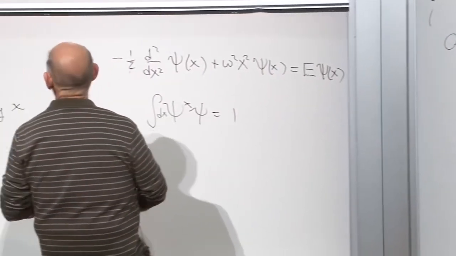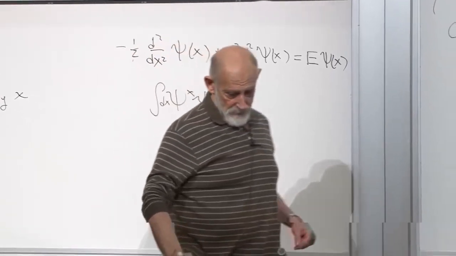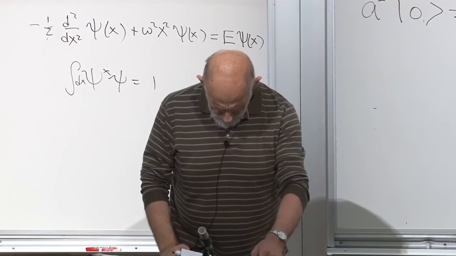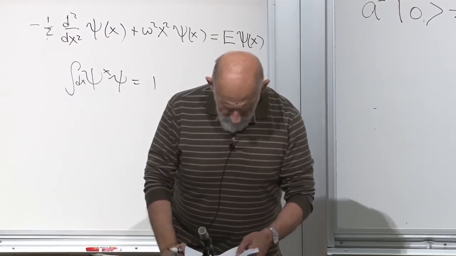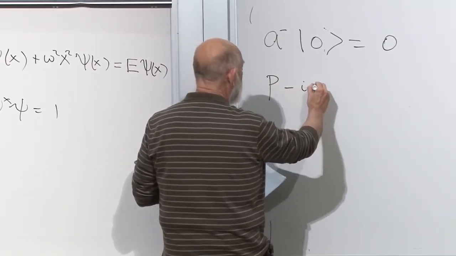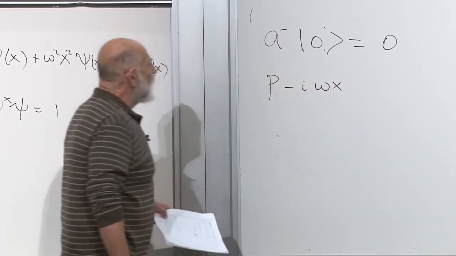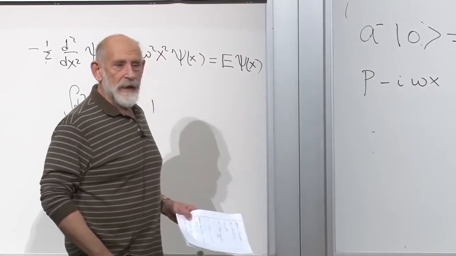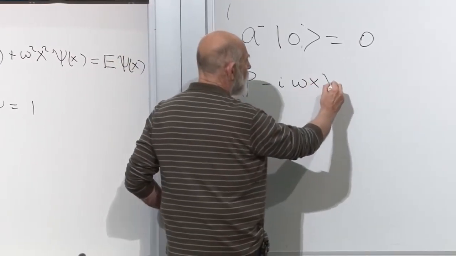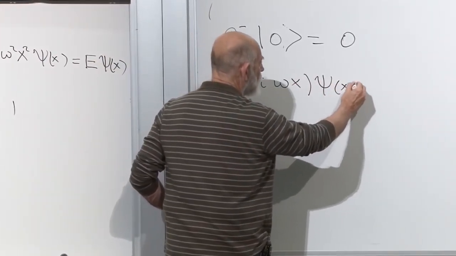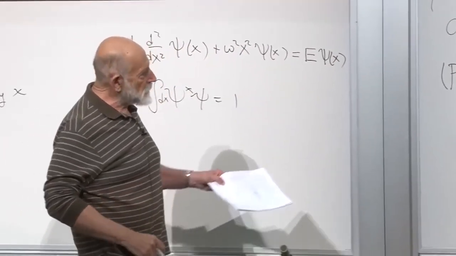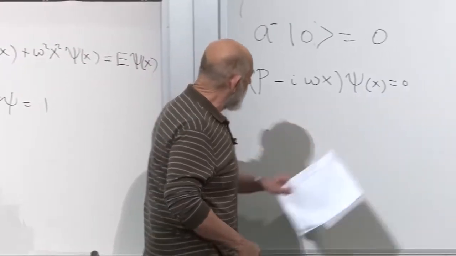Okay, what is A minus? I just want to get my signs right. A minus is proportional to p minus i omega x. Now, there are some factors in the denominator there, but we don't care about them, because we're just going to write that this times psi of x equals 0. Numerical factors like square roots of omega don't matter in this equation. Just multiply through by them.